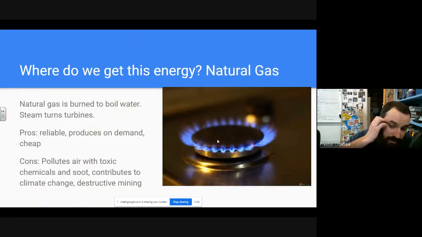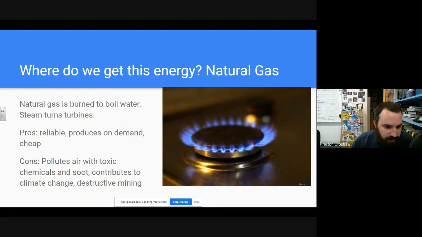Moving on, natural gas, very similar here. All right. But this is natural gas that comes out of the earth as a gas, right? So propane, the methane, these are different types of natural gas. They're just complex hydrocarbons, so it's a carbon with some hydrogen stuck on, and we burn it. Same process as with coal. You just burn it, it boils the water, the steam turns the turbine.